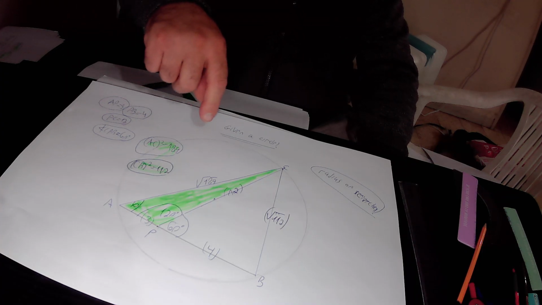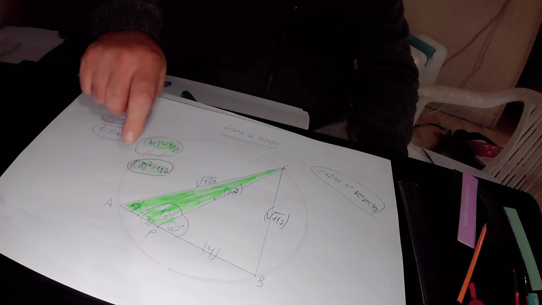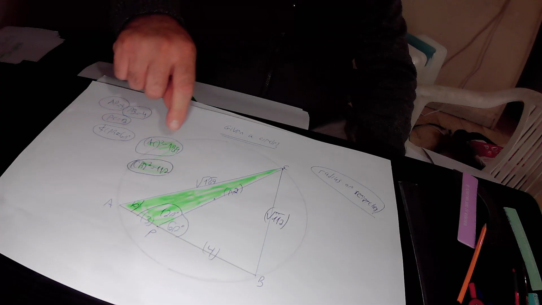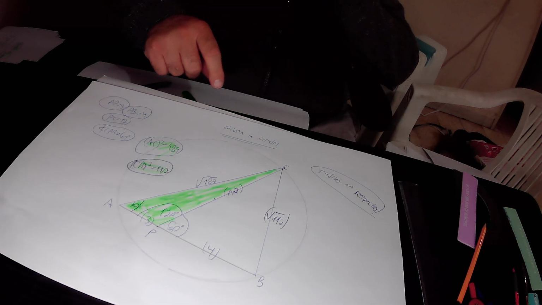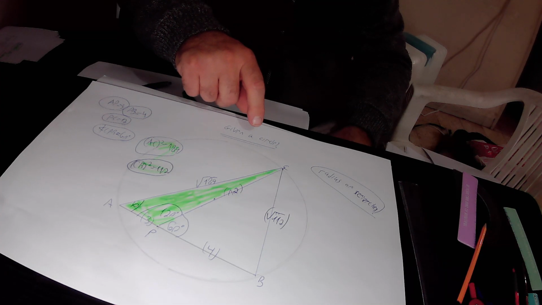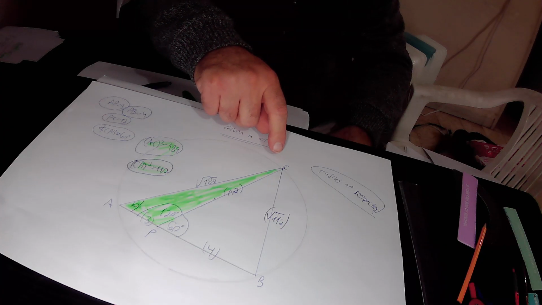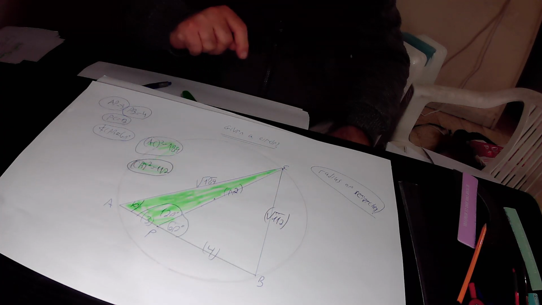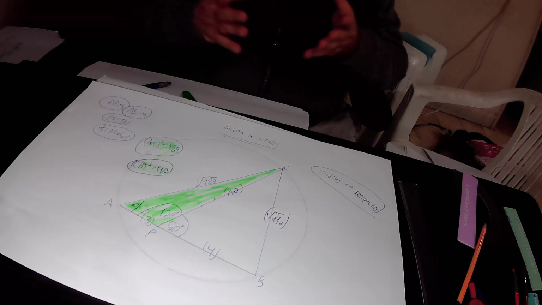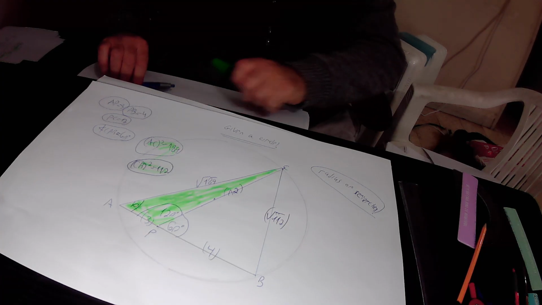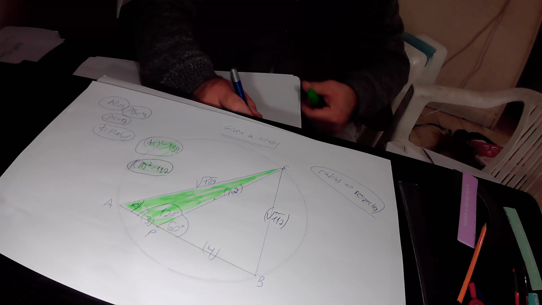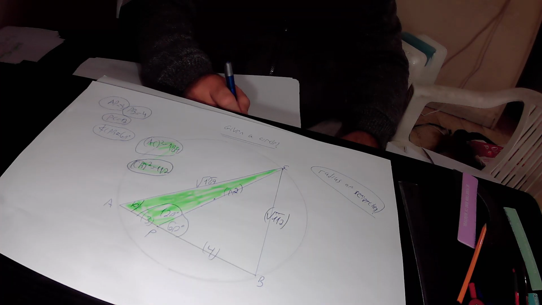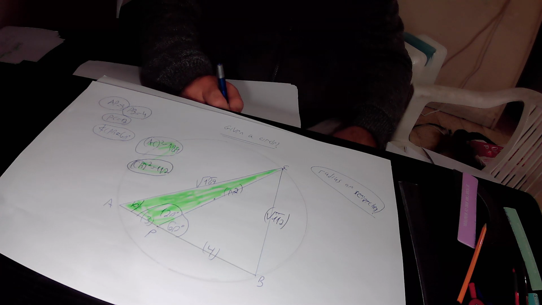The triangle ABC is described by this circle. Why is triangle ABC described by this circle? Because all three vertices of triangle ABC lie on the circle itself. So, according to the law of sines, we get that we implement the law of sines in triangle ABC.